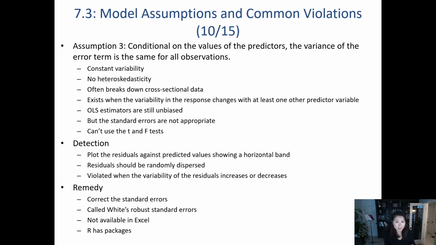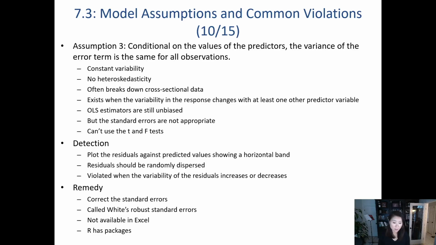So we can detect whether this assumption is violated based on our residual plot. If the assumption is not violated, we're supposed to see a horizontal band. If it's violated, you will see that the residual spread, the dispersion, is either increasing or decreasing. That is when we know our assumption is violated.